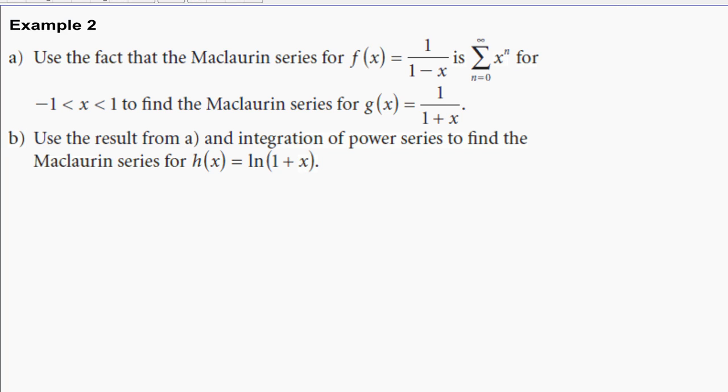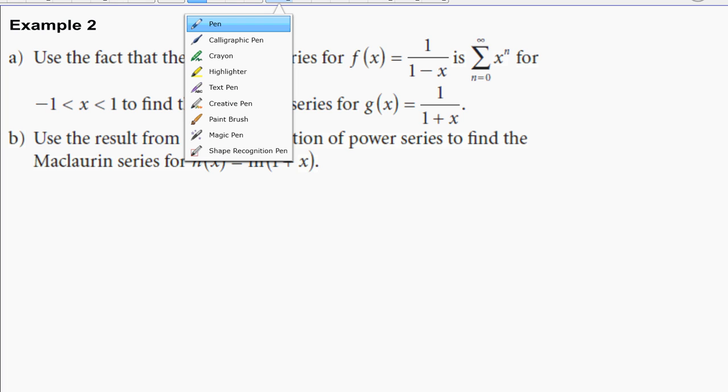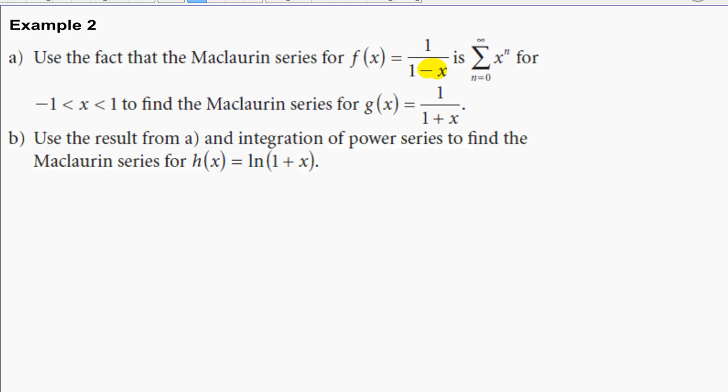In this question, we are expected to use f of x to find g of x. So the first thing you need to do is inspect and try to figure out the relationship between f of x and g of x. One way to do that is to look at this bit, that bit and that bit, and from there you should be able to see a connection between these two functions.